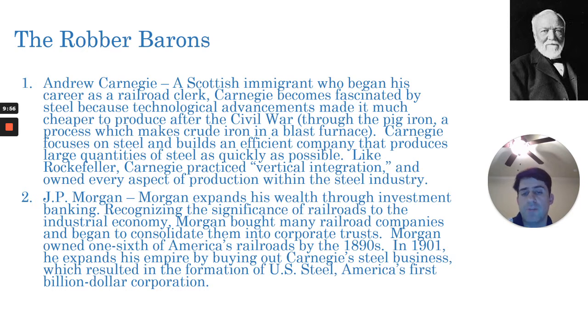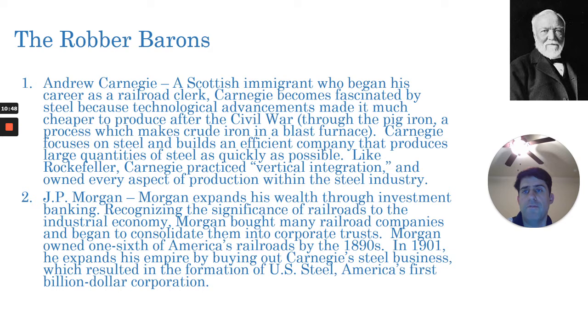This provides him tremendous wealth, and at the beginning of the 20th century, in 1901, he buys out Andrew Carnegie's steel business for nearly $500 million. Carnegie himself wound up with about $300 million out of that sale, making him wealthy beyond imagination. As a result of the acquisition of Carnegie's steel business, Morgan forms the U.S. Steel Corporation, which becomes America's very first billion-dollar corporation in the early part of the 20th century.